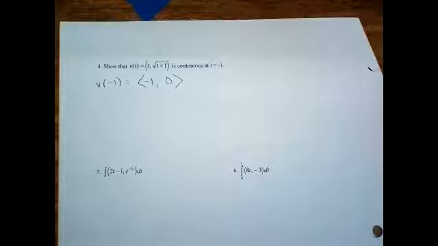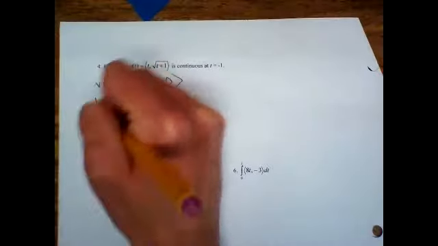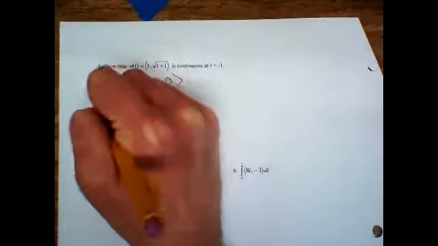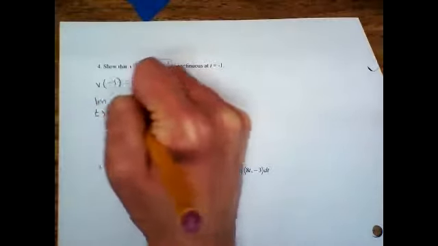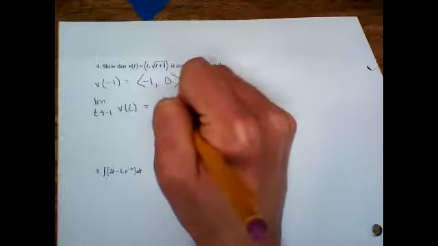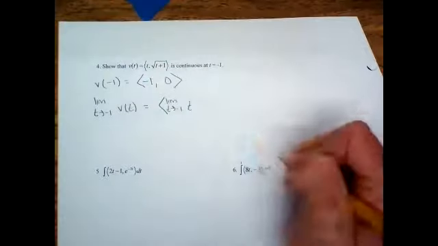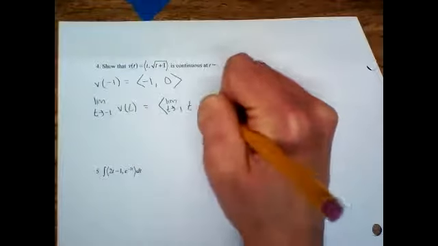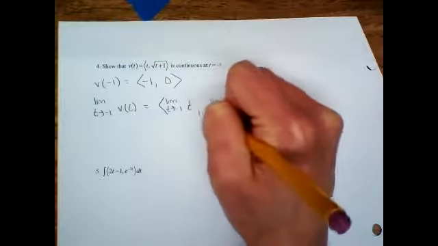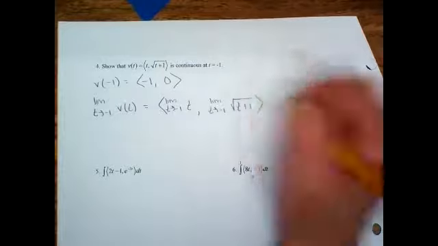All right, then we're going to do the limit. The limit as t goes to -1 for this vector. And we're just going to do the limits separately. So you would have the limit as t goes to -1 for just t for that first part, comma, and then the limit as t goes to -1 for this square root.